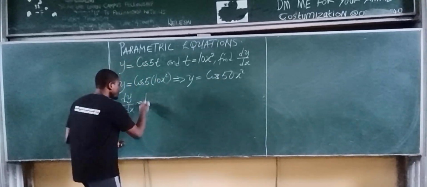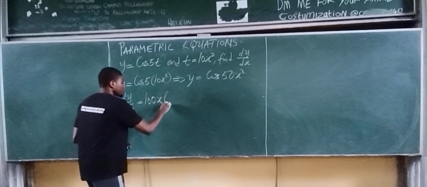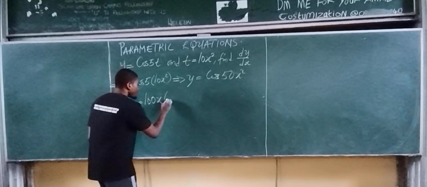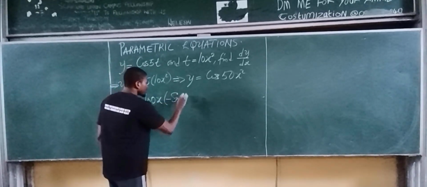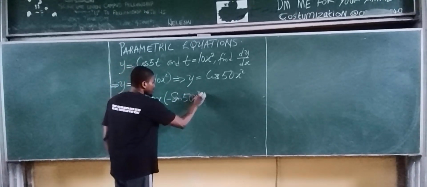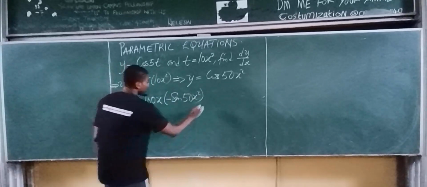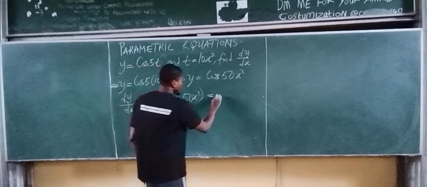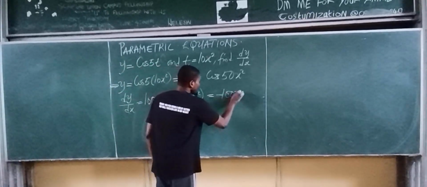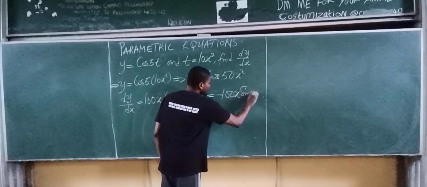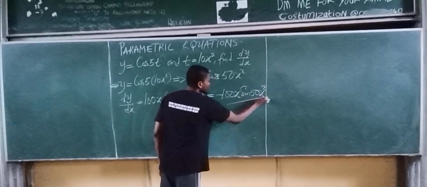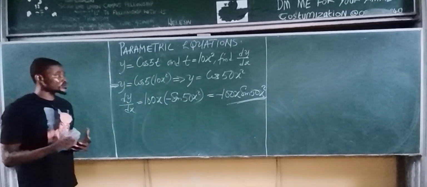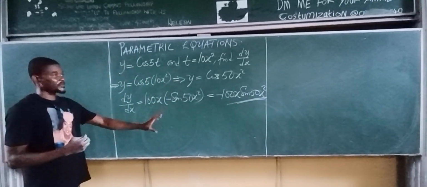So I'll simply have 100x multiplied by the derivative of the trig function. If I differentiate cos, of course, I'll have minus sine. Okay, put back your angle 50x squared. So this simply means that dy/dx becomes minus 100x sine 50x squared. So this becomes your dy/dx. Well, let's try the parametric way and see if we are going to obtain the same result.